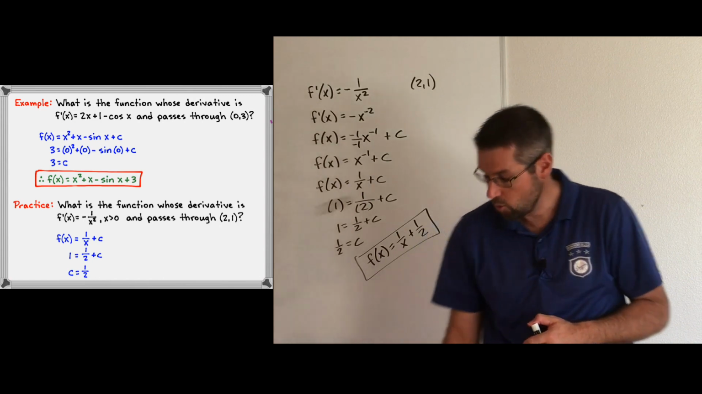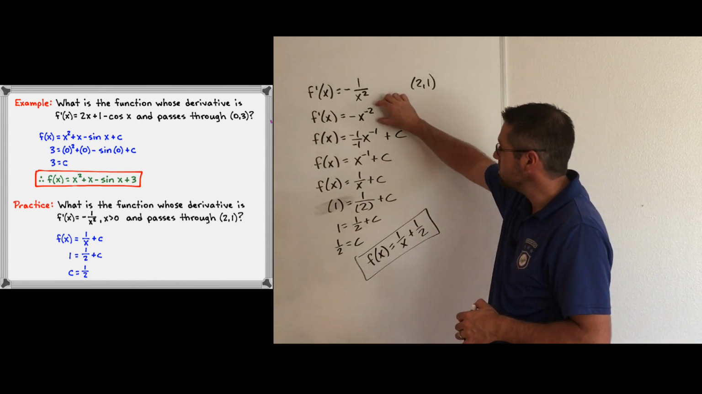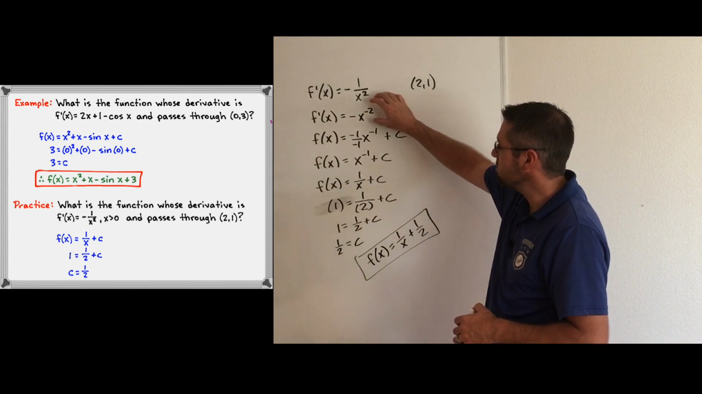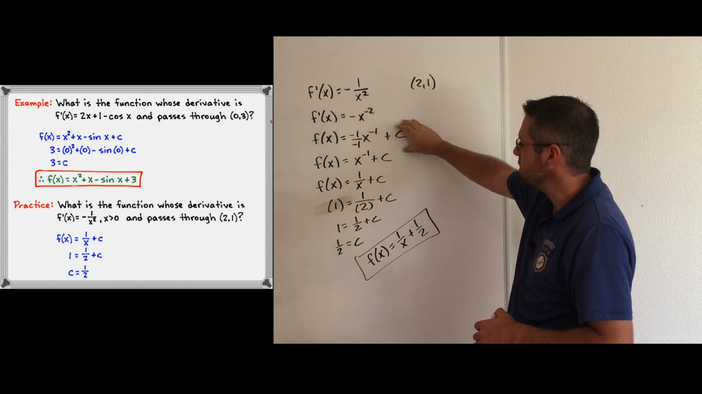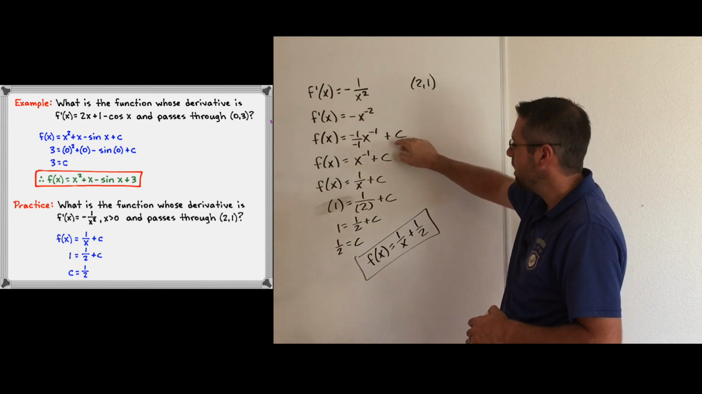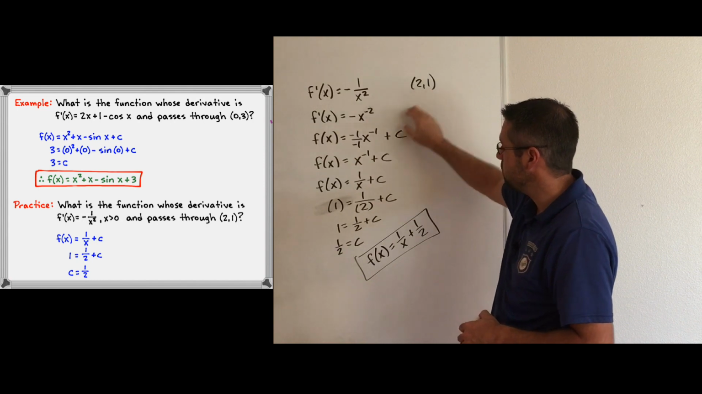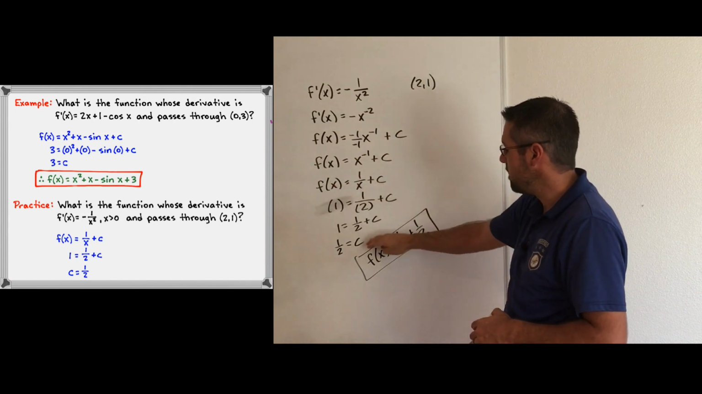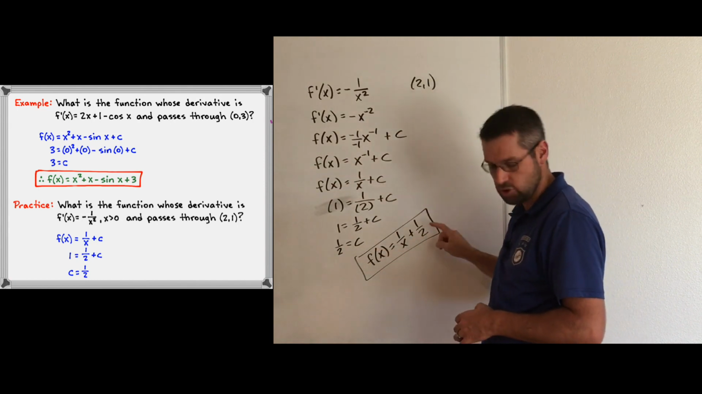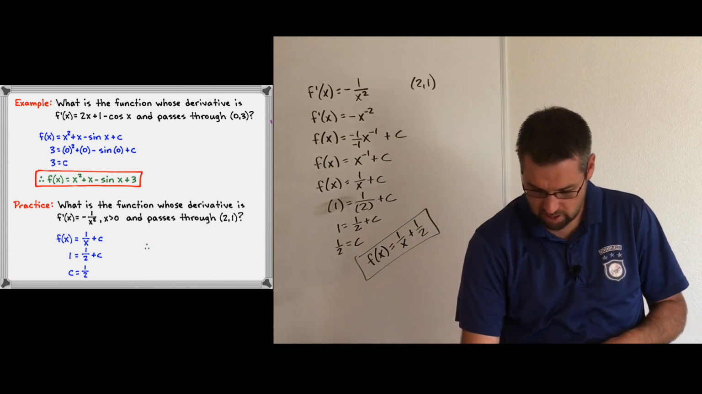And then again, a quick recap. We rewrote this so that it's a power, and so we can undo the power rule. We took the antiderivative, put plus c at the end. We then plugged in our x and y values to find our c value, and then we rewrote the function with the actual c value in play.